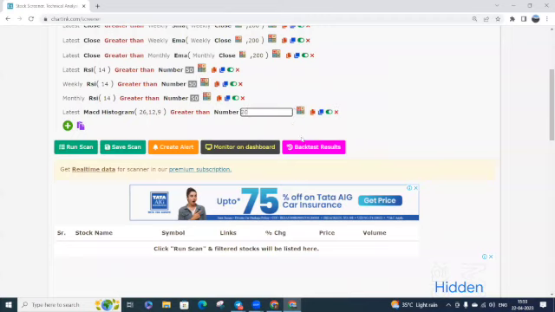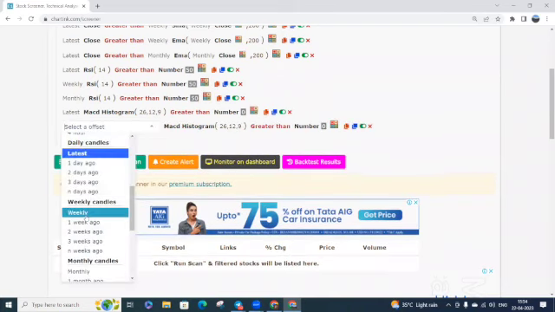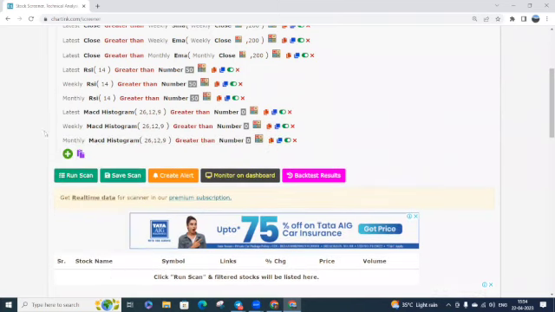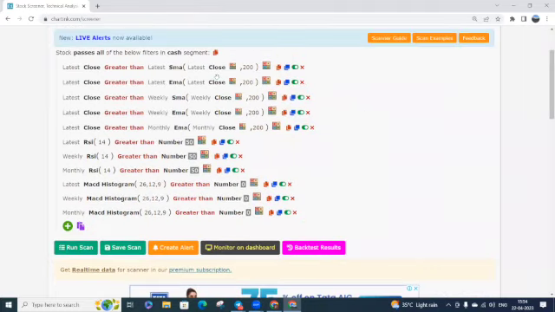What number can I have here? The histogram should not be at the bottom side. It should be on the above side. So that means 0 and above should be the correct one. So greater than 0 should be the one. I'll copy it. This is for weekly. Again, I'll copy and make it monthly. So we have SMA, EMA, all the things are up. We have the RSI, everything is up. MACD, everything is up.